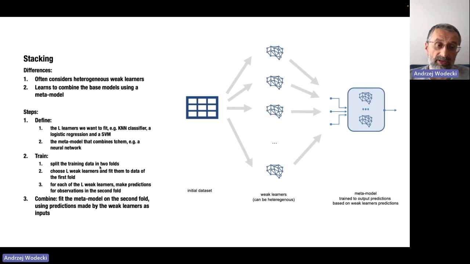Then during the training, you split the training data into folds, choose weak learners and fit them on the first fold. For each of the weak learners, make predictions for observations in the second fold. In the combination stage, we fit the meta model on the second fold using predictions made by the weak learners as inputs. So this is a kind of stacking, and I won't tell you more because I didn't play with that in practice.